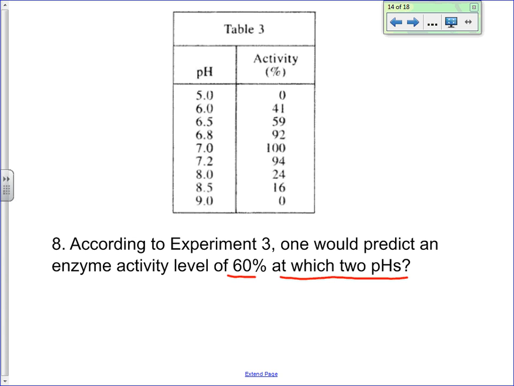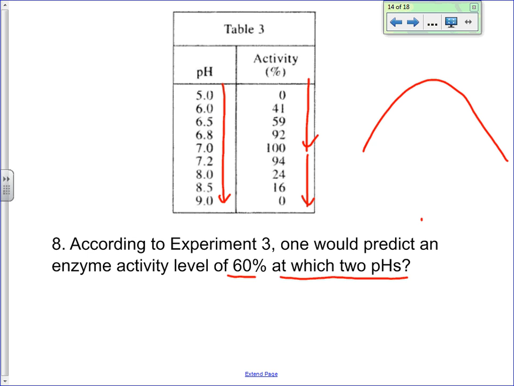Why do we need two of these? Why is there going to be two of these and not just one? Because as the pH level increases, the activity increases, but then decreases. Perfect relationship analysis. As the pH increases, the activity level at first increases, but then it decreases. So that means we're going to cross over 60 twice, on the way up and on the way down.